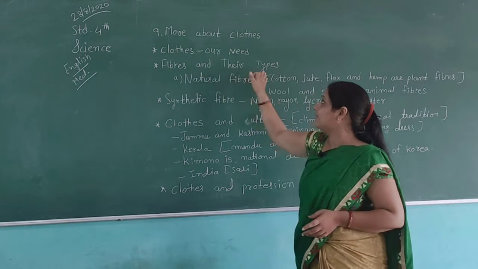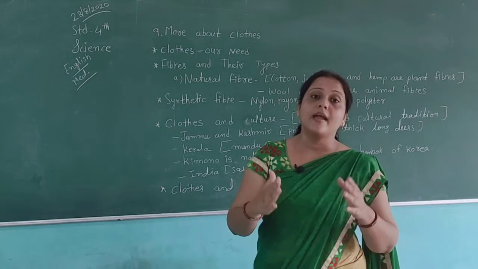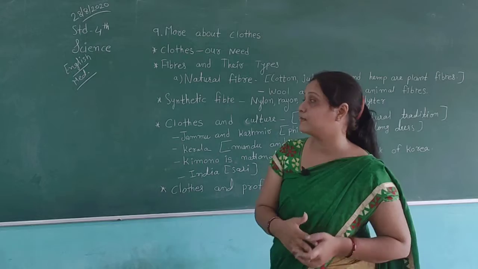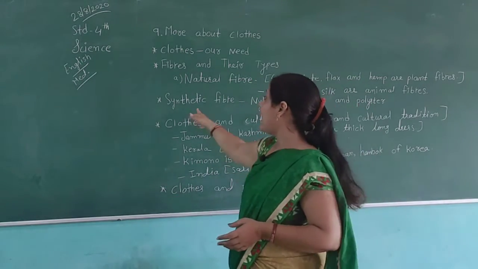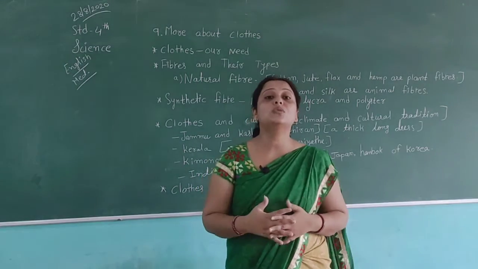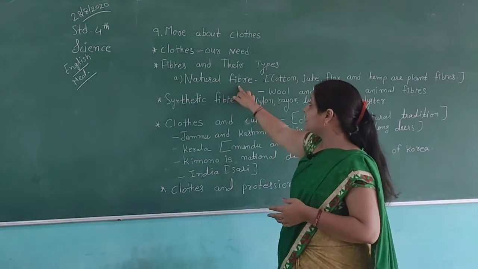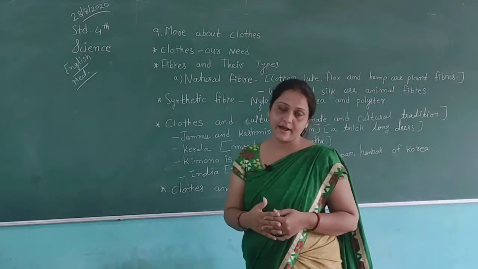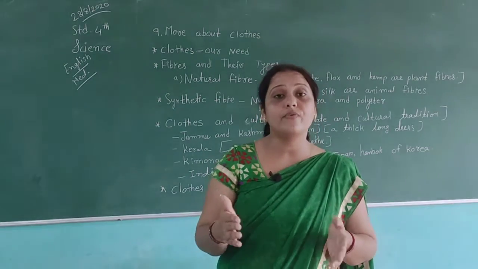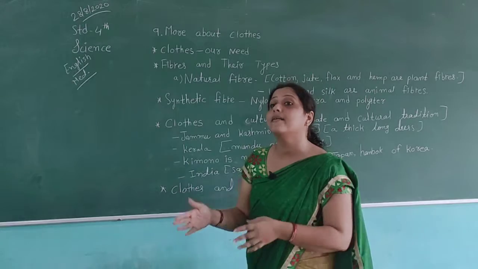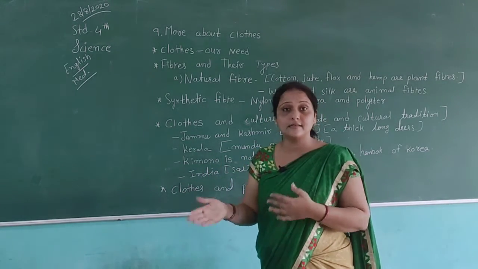Clothes, fibers and their types. Clothes are made from different types of fibers, and they have some types. In clothes you can see natural fiber and synthetic fiber. The clothes which we wear have two types: natural fiber and synthetic fiber. Natural fiber means the fiber which we get from plants and animals, which are given naturally.